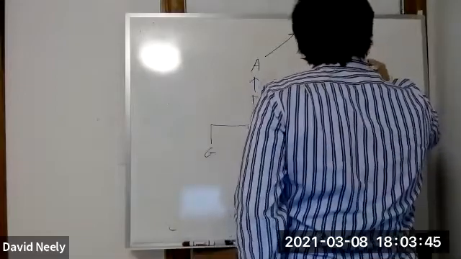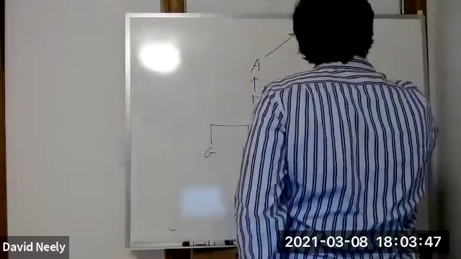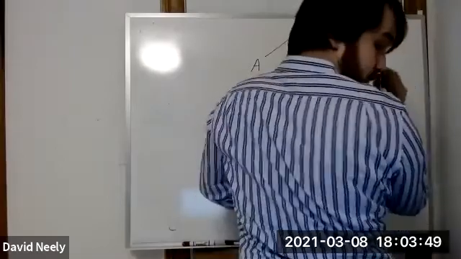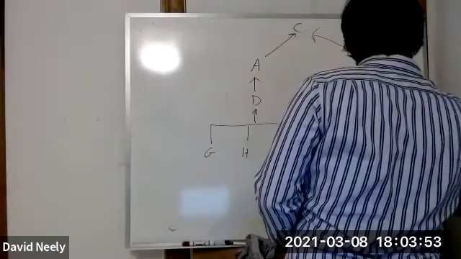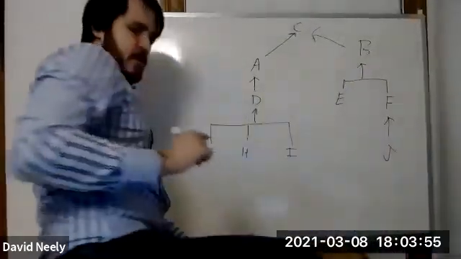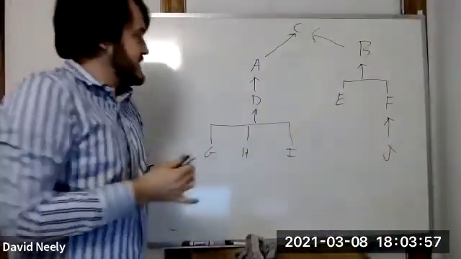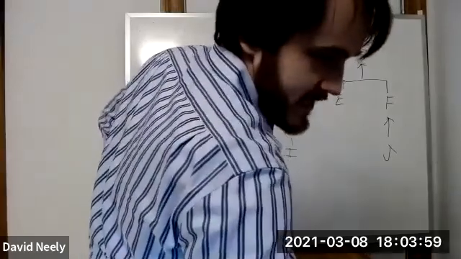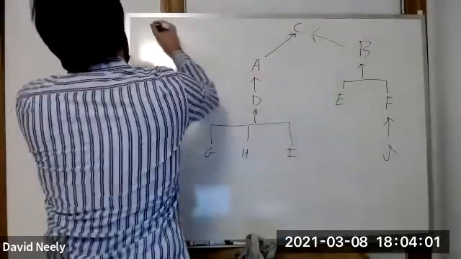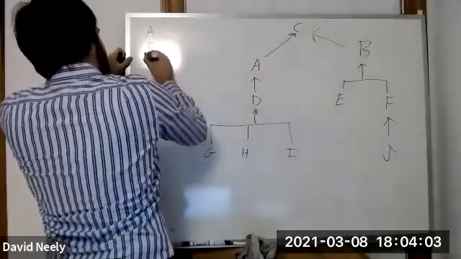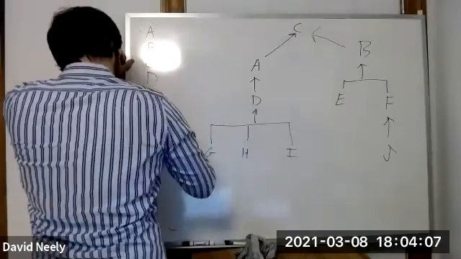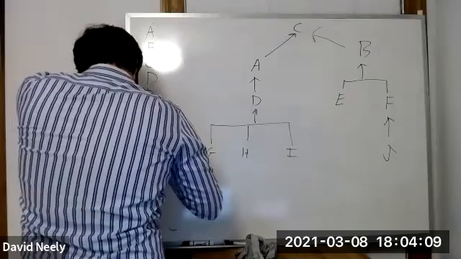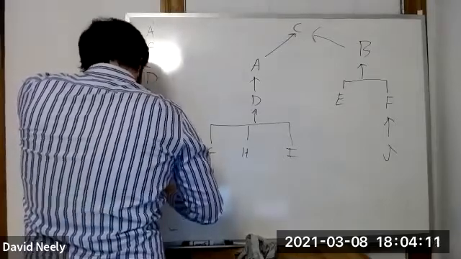B, E, F, J. All right. So here is the structure for this one, which leaves us with all of these letters. A, B, C, D, E, F, G, H, I, J.